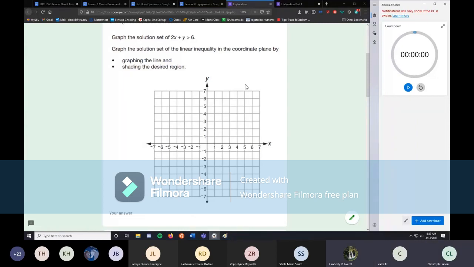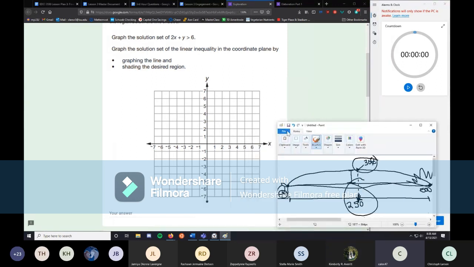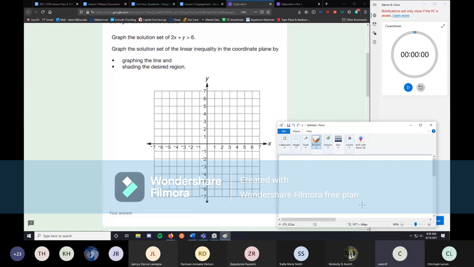Okay, so basically we're trying to find the solution of the inequality 2x plus y greater than 6, and we want to know the graph of the line and where the shaded region is. So first off, we need to know what the point is for the line, or for the inequality in this case. So how can we find the point?